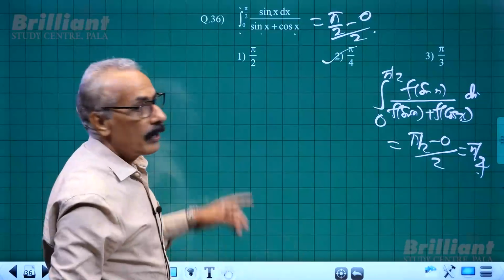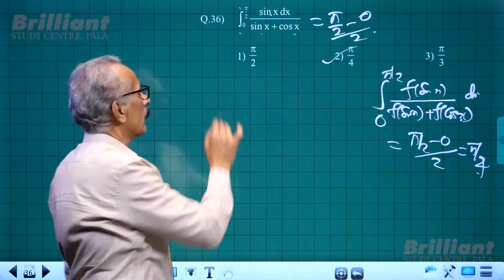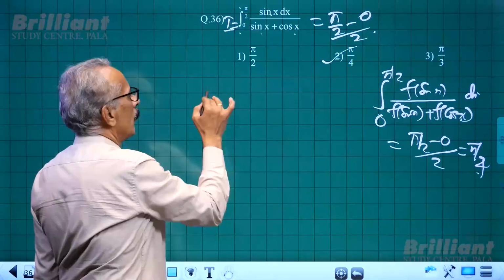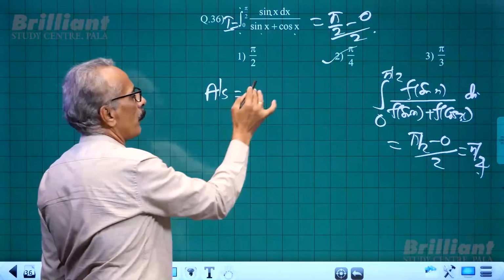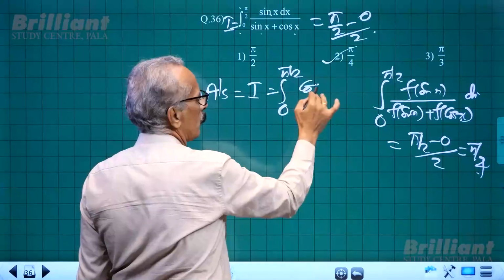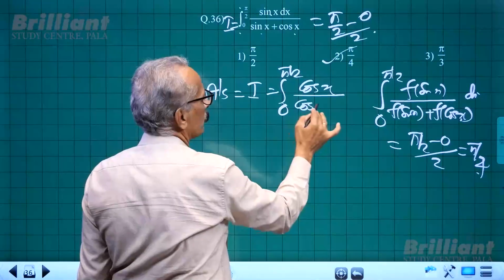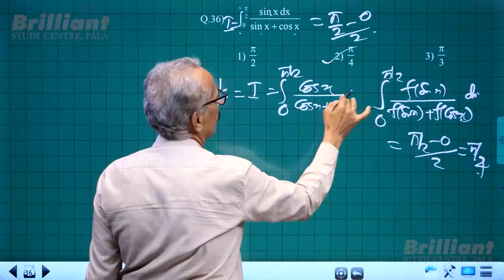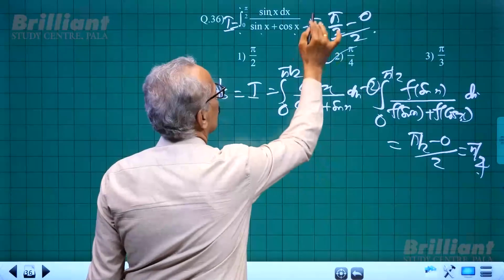Same property. This is taken as I, also I is equal to, by property, integral 0 to pi by 2 cos x divided by cos x plus sin x dx. This is equation number 2. This is equation number 1.